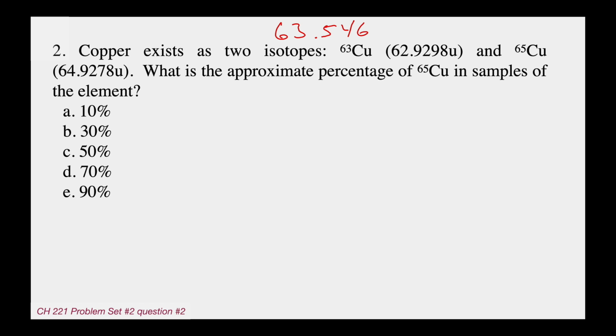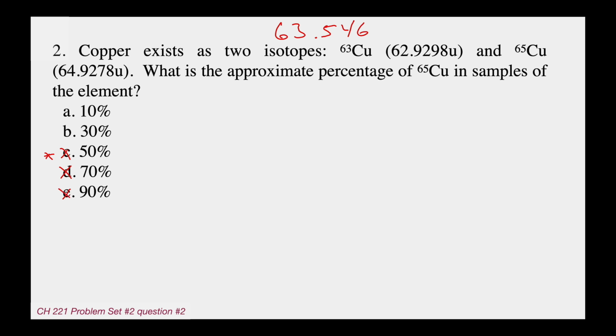So let's think for a minute what the average mass of copper would be if you had 50% copper 63 and 50% copper 65. If you had 50-50, the atomic mass would be about 64. But 63.546 is quite a bit less than 64, 50%. And as you get closer to 63, that means you have more of the copper 63 and less of the copper 65. So right away, we can pull out C and D and E.